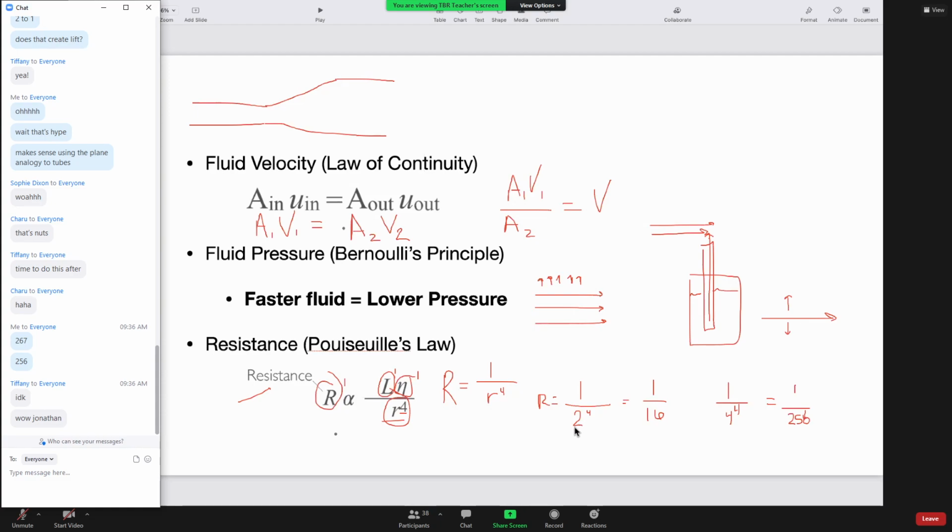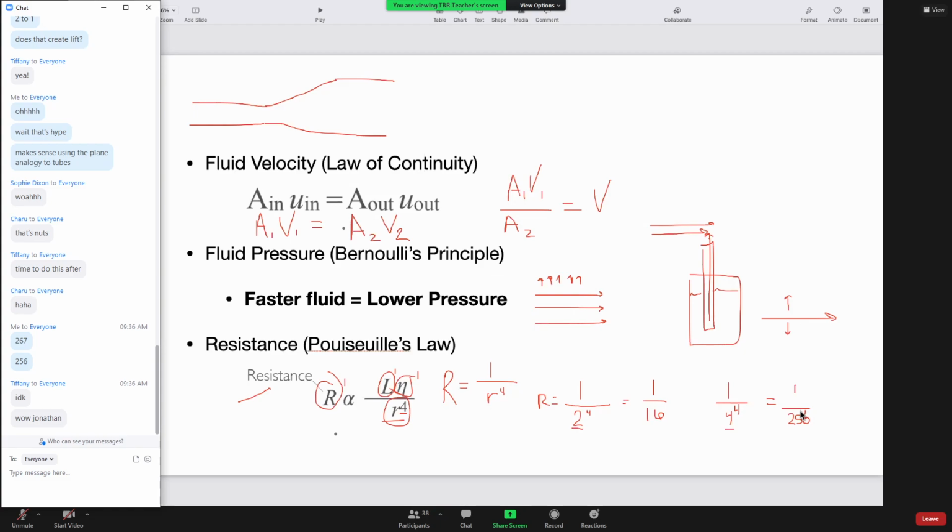So just by doubling the radius, going from 2 centimeters to 4 centimeters, we went from a resistance of 1 over 16 to 1 over 256. That tiny little increase of just 2 centimeters in the radius of the tube decreased the resistance by a ton. And it goes in the opposite direction too. If we had a tube with a radius of 4 centimeters and we decreased it to a radius of 2 centimeters, let's say by vasoconstriction, we took a tiny resistance of 1 over 256 to a relatively massive resistance of 1 over 16 compared to this one.